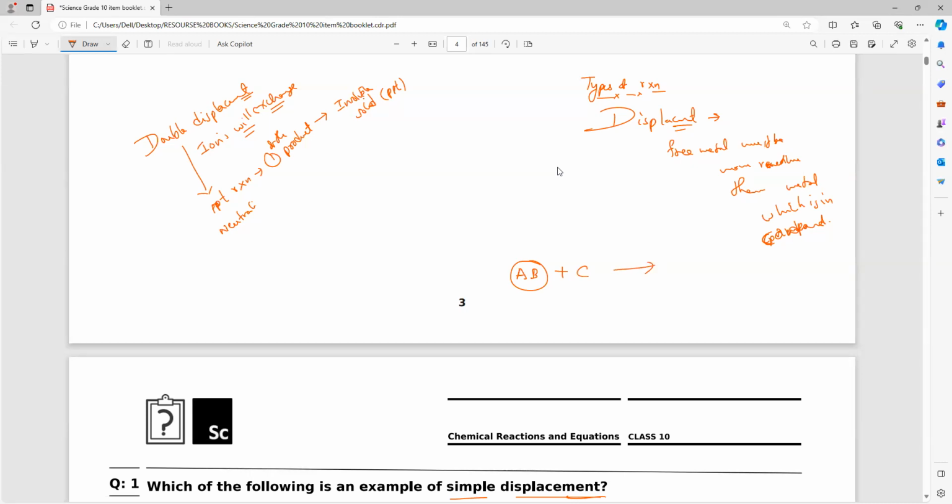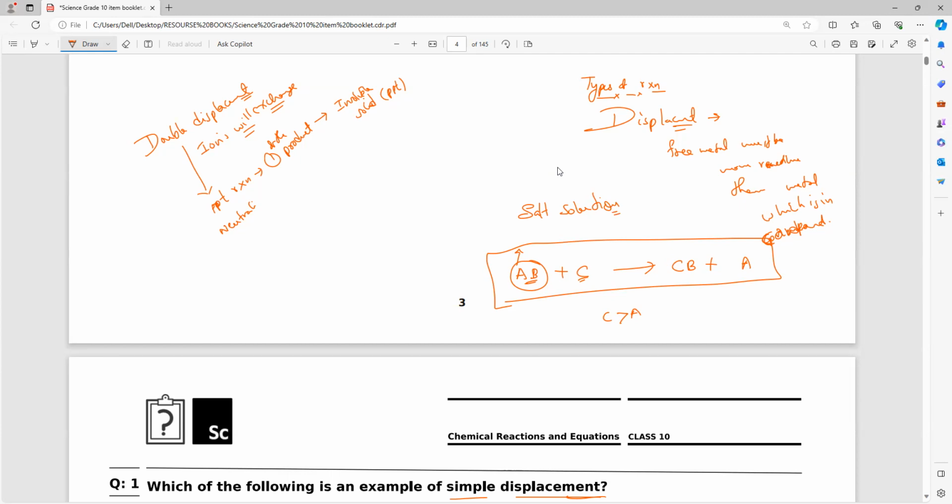Now let me consider A. A is also a metal which is in the compound. C is a metal which is independent, not in combined state. Now if C is more reactive than A, then the products will be CB plus A. That is what is called a displacement reaction. Displacement reaction means a more reactive metal displaces a less reactive metal from its aqueous salt solution. The physical state also you have to remember: aqueous salt solution.